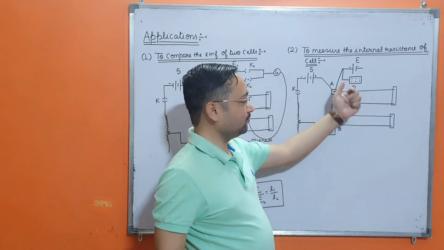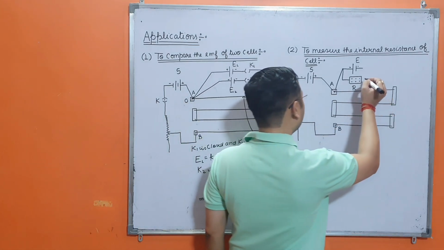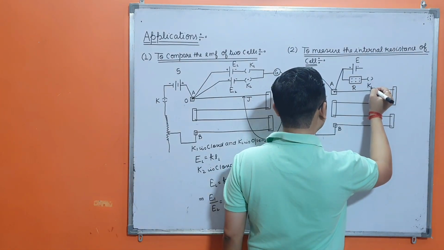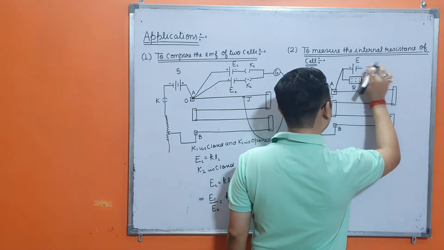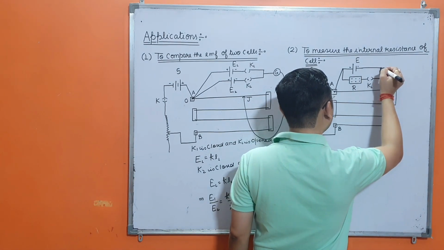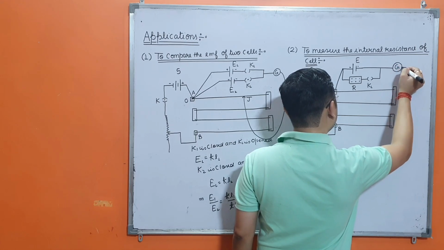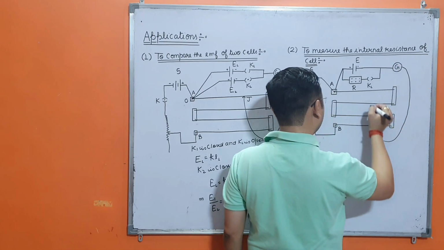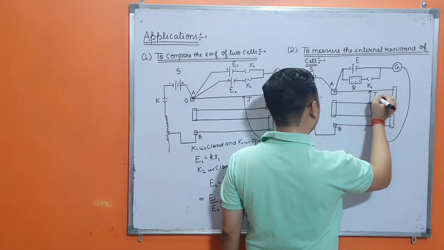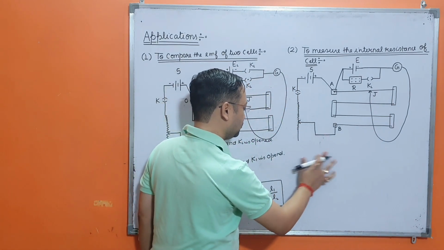For example, you plug out the key of 2 ohm, then R will be taken as 2 ohm, and here an additional key is connected, and that is key K1 in parallel to the EMF of the cell. And then the other terminal is connected to the free end of the jockey, and it will be moved over the potentiometer wire. Initially K1 is open.